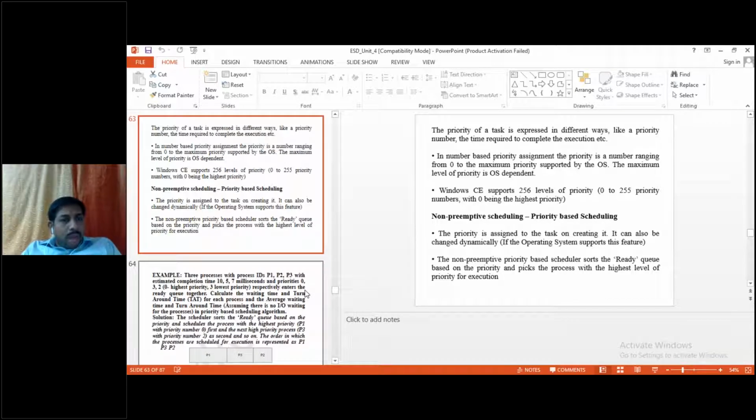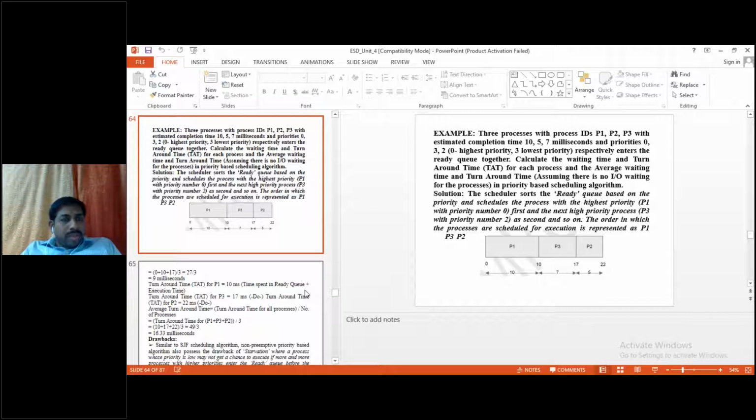And if you go for non-preemptive scheduling, another priority-based scheduling, here the priority is assigned to the task based on its creation, and dynamically this priority will be changed. And this non-preemptive priority-based scheduler sorts the ready queue based on the priority and picks the process with the highest level of priority.